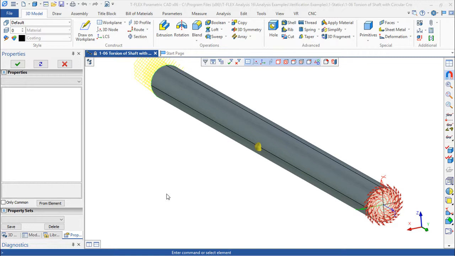The idea of having these section views is to see inside what is happening with the results, with the particular forces, reactions, whatever, to see inside the structure and not only outside.